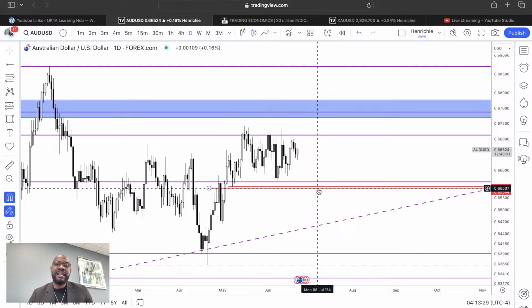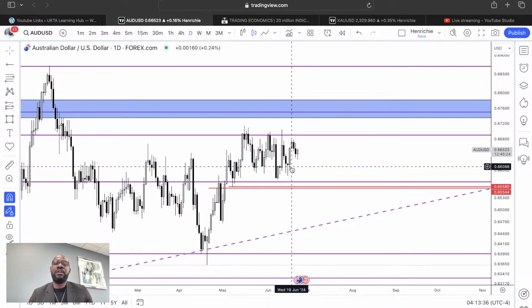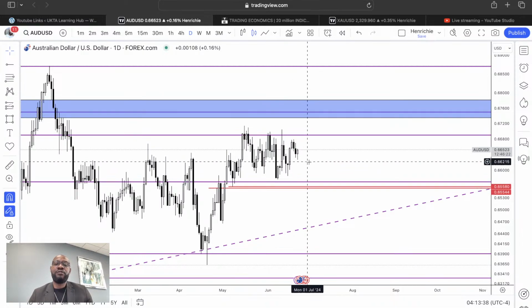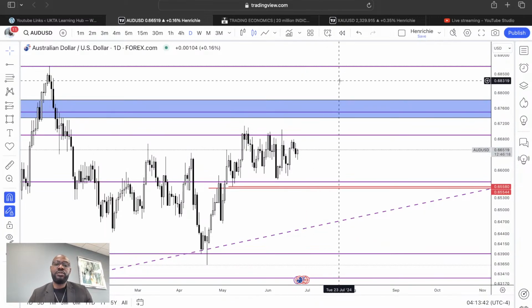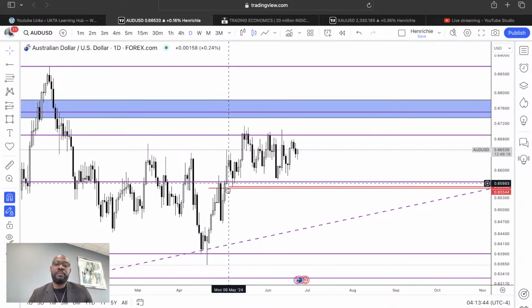We're not going to try to sell it because overall the market structure from the top four time frames is showing us bullishness. So all our analysis is for us to look for an opportunity to buy it to continue higher. And right here, this is the only opportunity that I'm seeing, a discount zone.